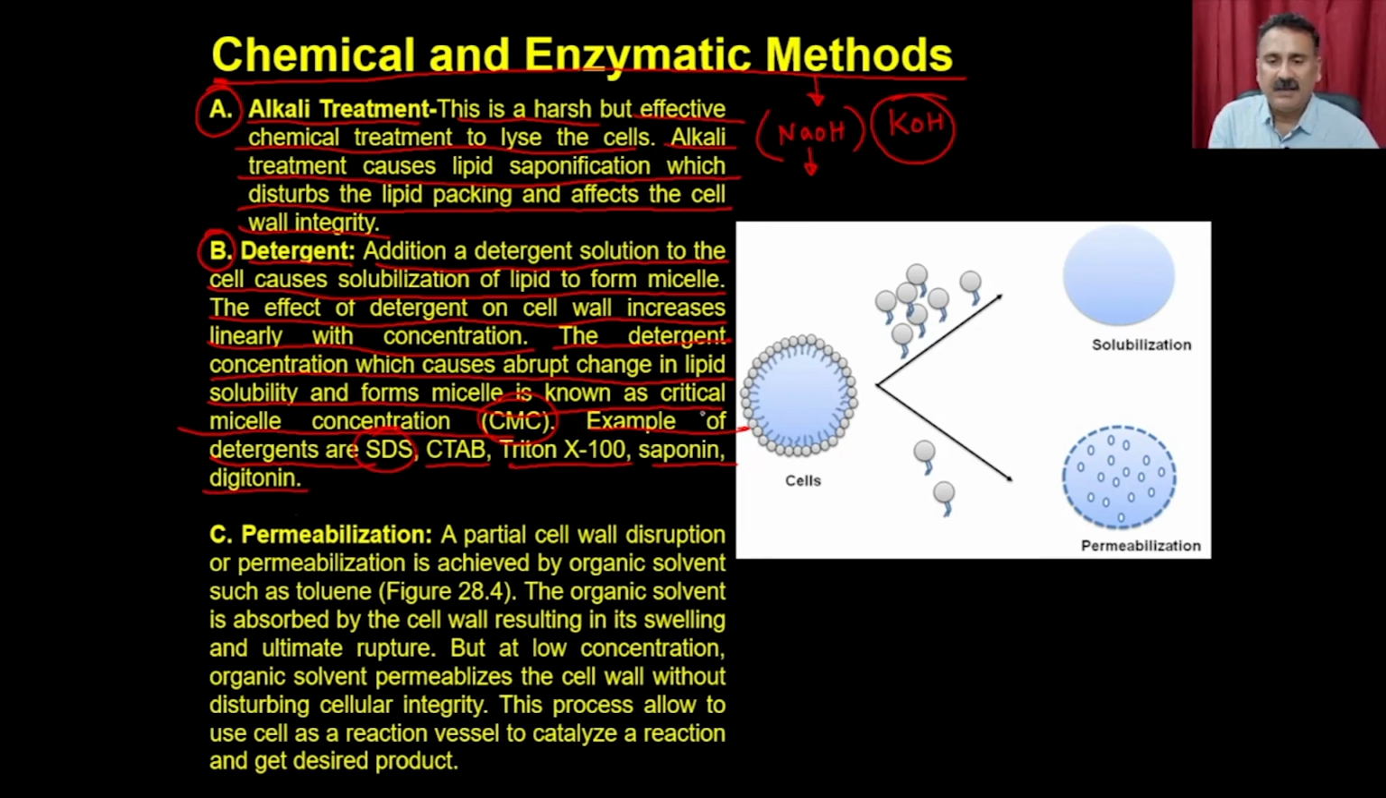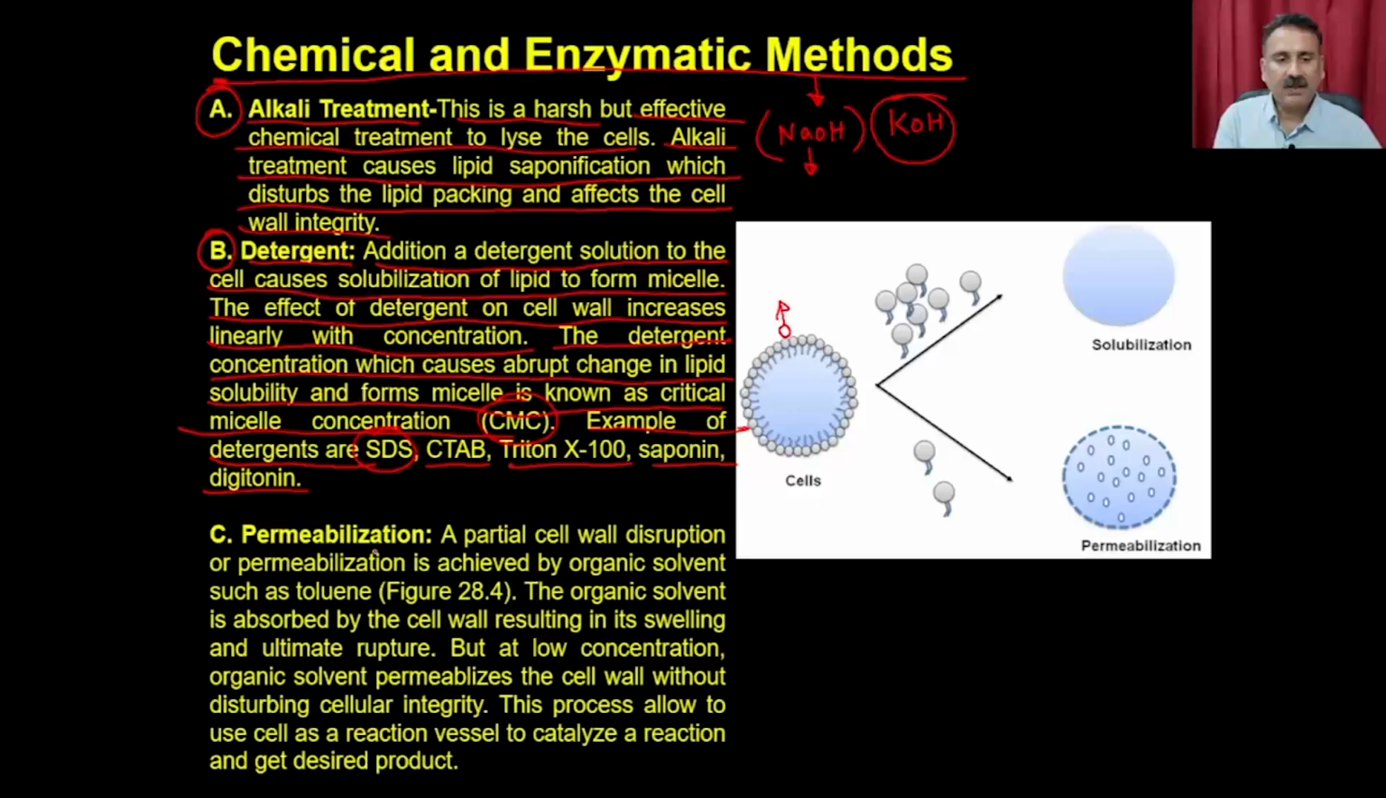So what will happen is that if you are taking a cell and adding the detergent, what is detergent? Detergent is an amphipathic molecule. So it is going to have hydrophobic surfaces. These lipid molecules are going to get dissolved into that, and as a result the cell is going to be devoid of lipid, and when you don't have the lipid it is going to disrupt the plasma membrane.